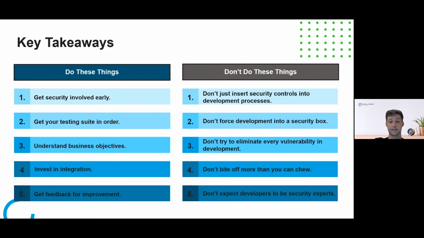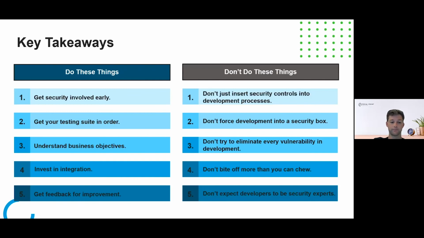Then we have invest in integration. Make sure that you put the fundamentals in place, but then once those fundamentals are in place, how can you further reduce friction by leveraging all the automation and technology options that are in place today? And on the other side, number four, one more time, start small and scale. You don't need to start your DevSecOps program across an entire organization. You can start with one team and build it out from there.